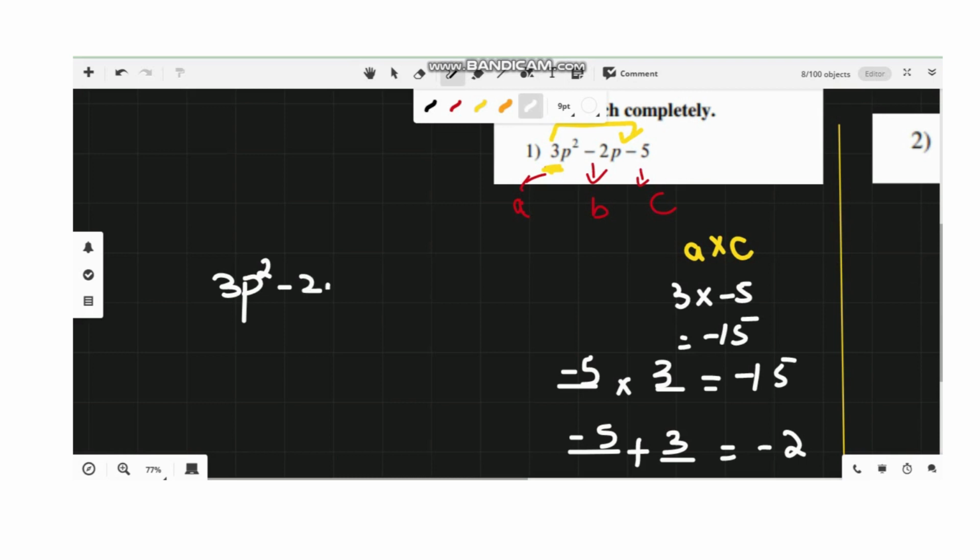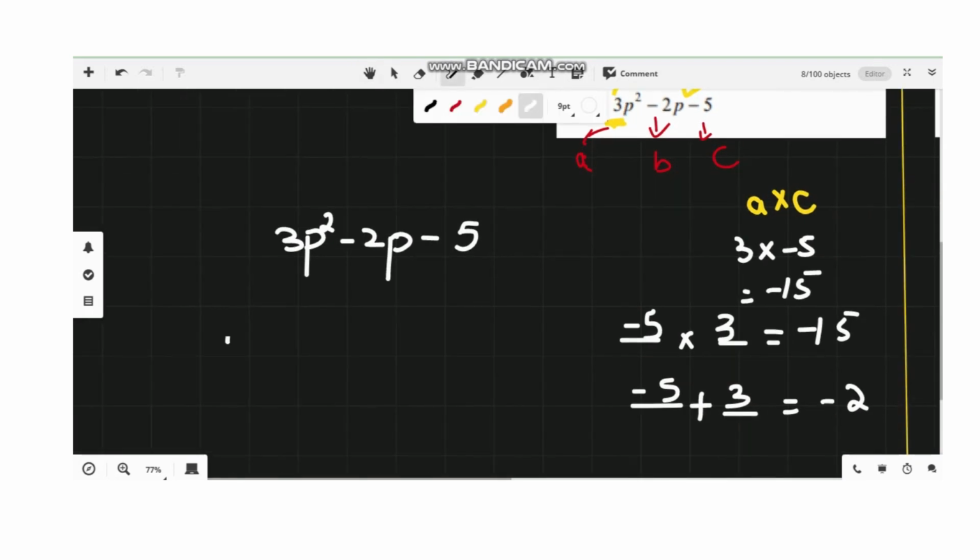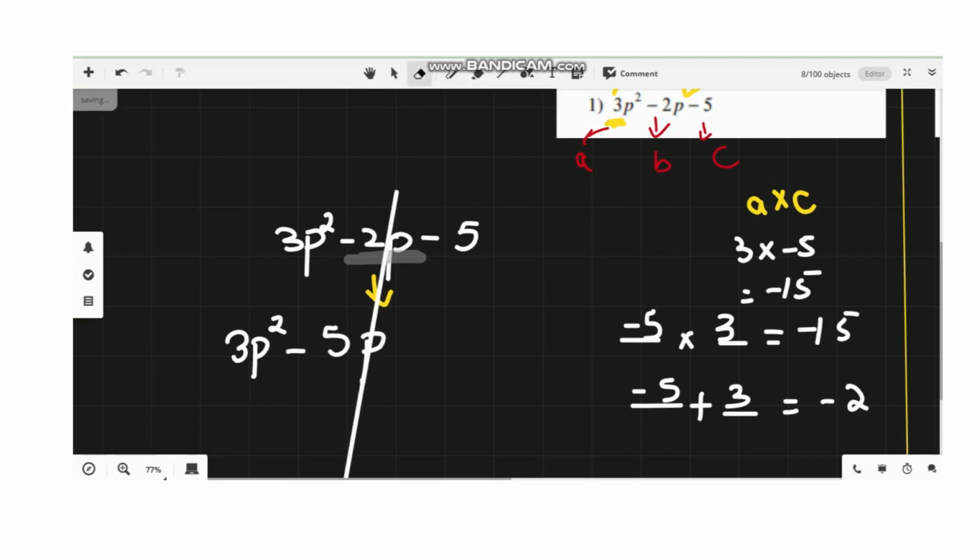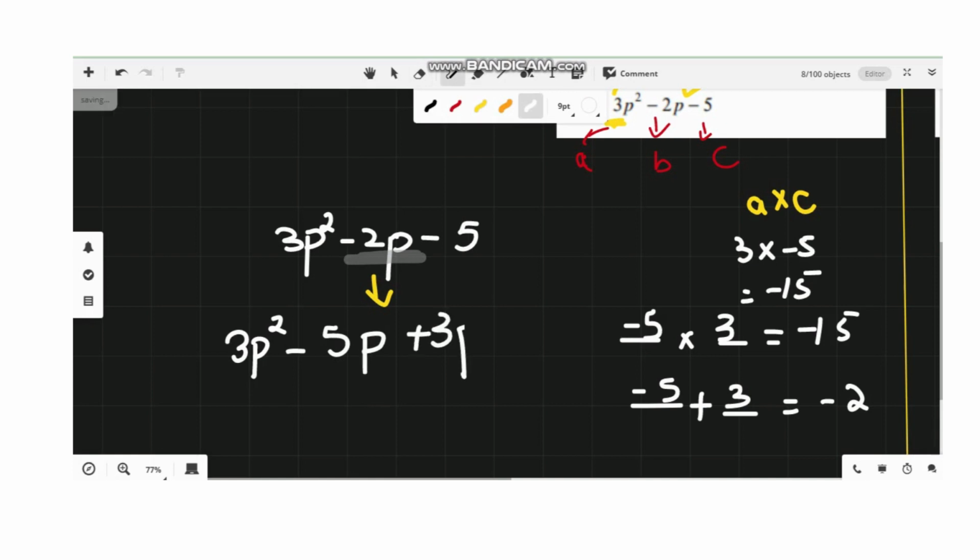First of all, I will rewrite the equation as it is: 3p square minus 2p minus 5. And then I write 3p square. Whenever we do factoring, we always replace the second term by the factors. So the second term, minus 2p, I'm going to change to negative 5p and positive 3p, because the variable is p. Then minus 5, equals 0.